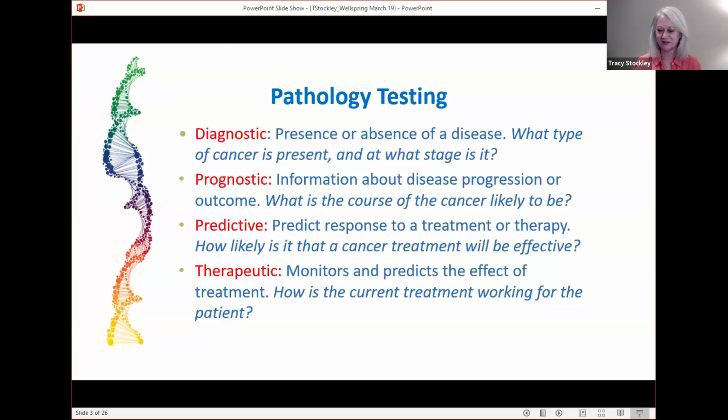Predictive test is really trying to say whether or not you would respond to a treatment or therapy. So how likely is it that this particular treatment will be effective for my cancer? And then we also test for therapeutic reasons, which typically means that you're monitoring and predicting the effect of the treatment. So if someone is undergoing treatment, how well is that working for the patient? Do we see changes in the tumor over time because of the treatment that we are giving at that point?